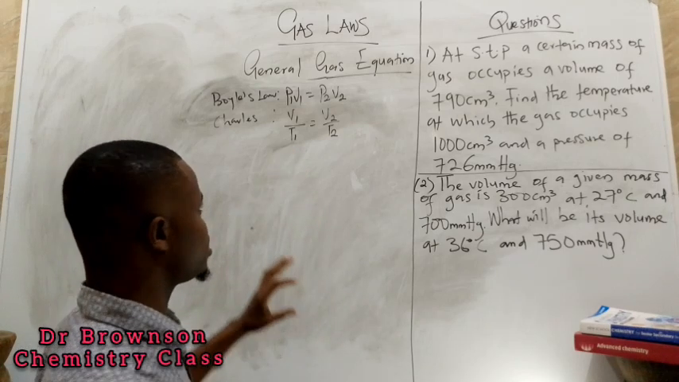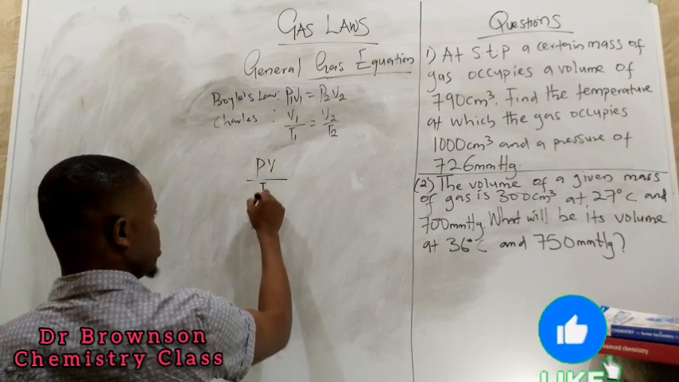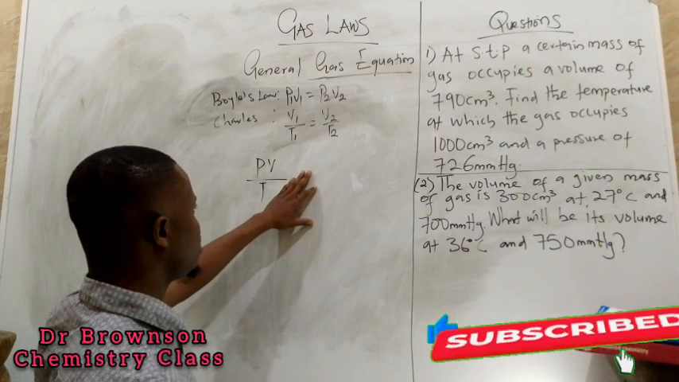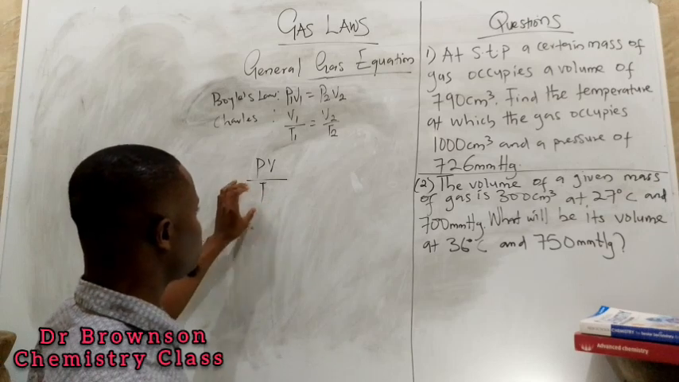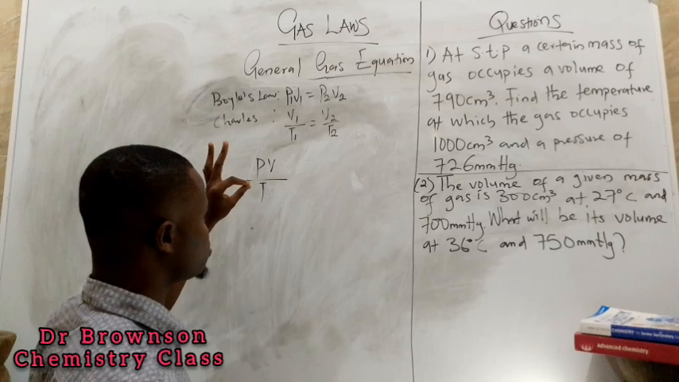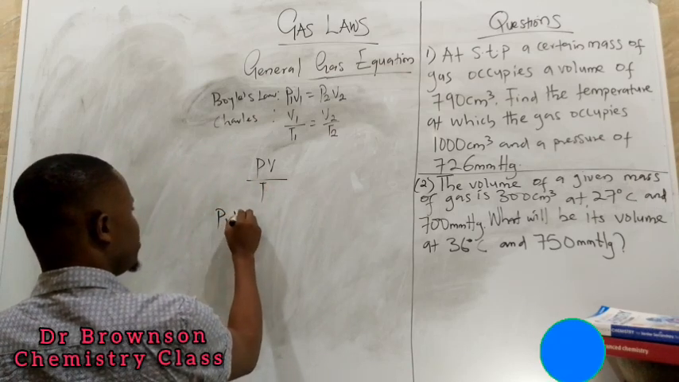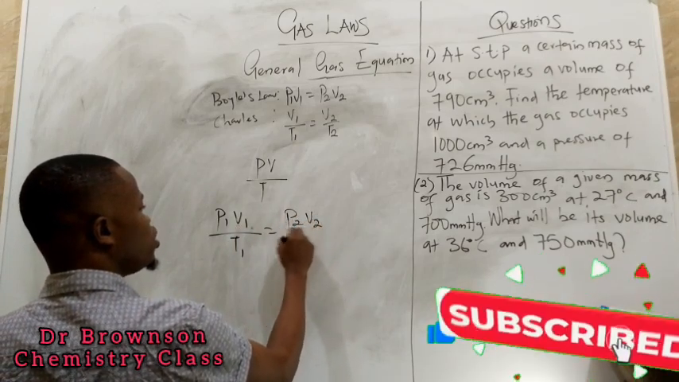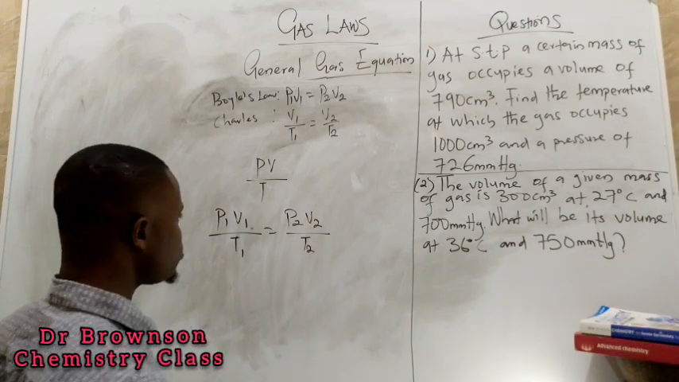So the law states that the pressure and volume over temperature of a given mass of a gas is constant. That is, the pressure and volume over absolute temperature of a given mass of a gas is what is constant. So our formula will be P1 V1 over T1 equals P2 V2 over T2, right?